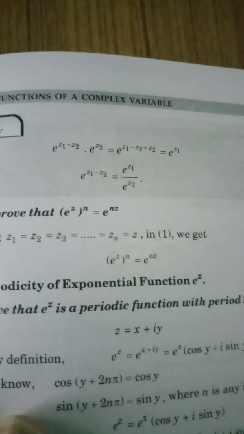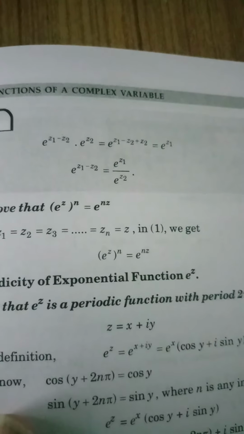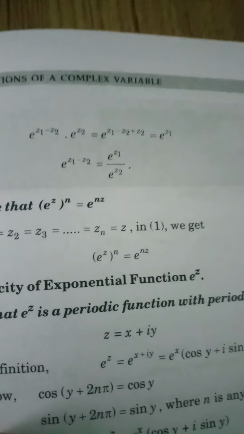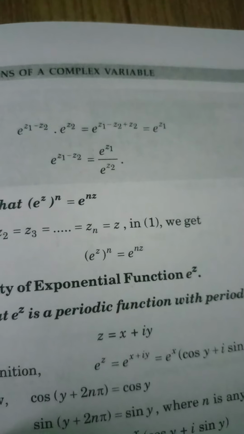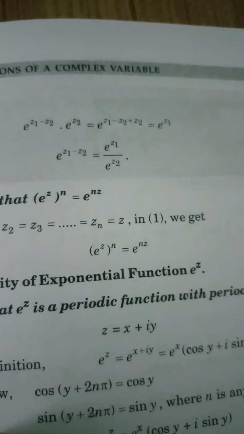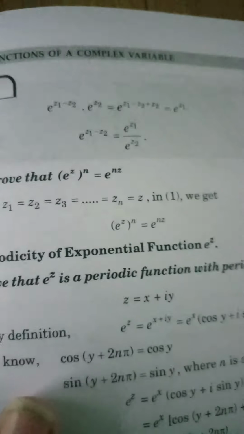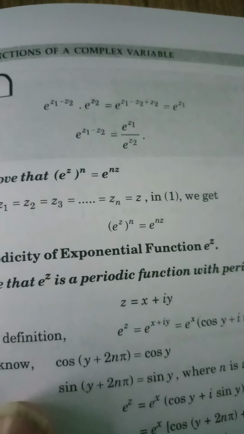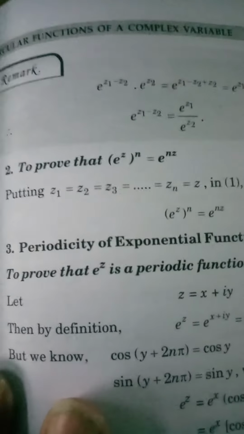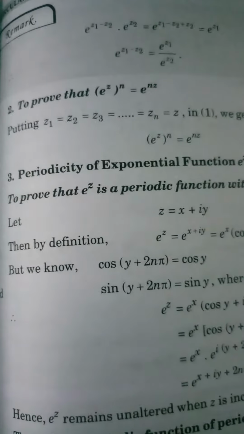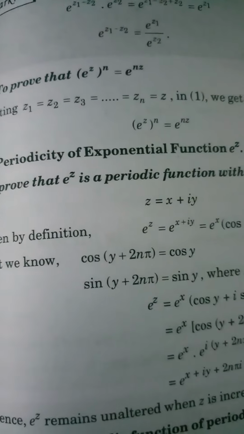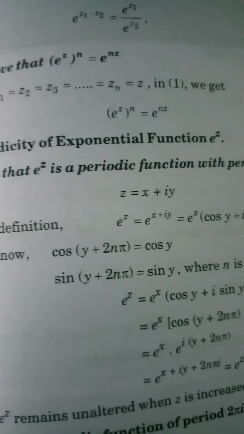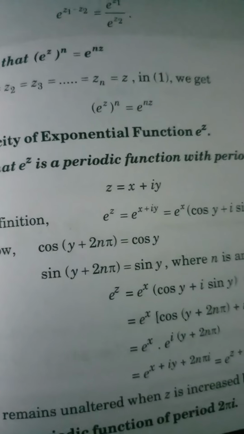Remark: e to the power z1 minus z2 into e to the power z2 can be written as e to the power z1 minus z2 plus z2, and z2 cancel both, we will get e to the power z1. Therefore e to the power z1 minus z2 equal to e to the power z1 divided by e to the power z2. To prove that e to the power z whole power n equal to e to the power nz, putting z1 equal to z2 equal to zn equal to z in the previous result, we get e to the power z whole power n equal to e to the power nz.